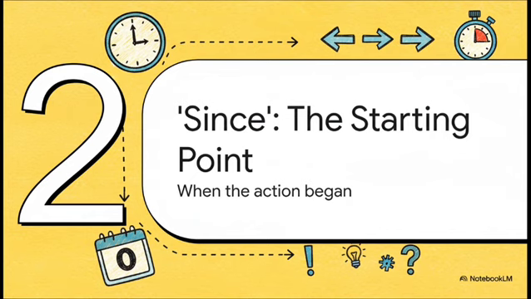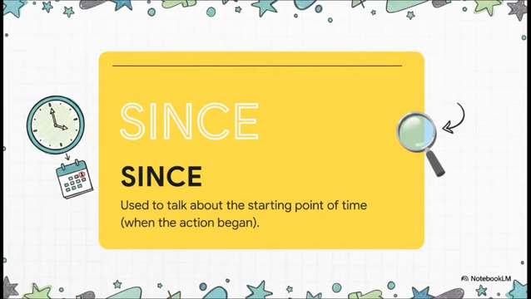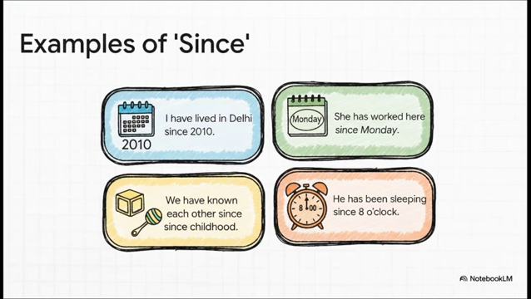All right, first up to the plate, let's talk about since. The job of since is super specific. It points to the exact moment something began. Think of it like dropping a pin on a map. It marks the precise starting point of the journey. It's all about answering the question, when did this whole thing kick off? And check out these examples. Every single one gives us a sharp, clear starting point.